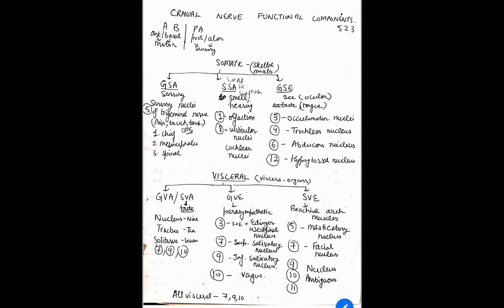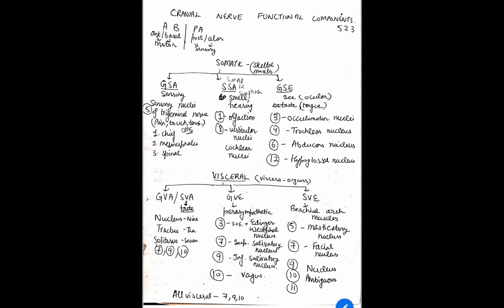Then we have visceral. Visceral means related to viscera or organs. In that we have general visceral afferent and special visceral afferent. These two are similar, not separate as it was in somatic. Here GVA and SVA, both the afferents are similar, and they are related to NTS, the nucleus tractus solitarius, and come from the ninth nerve, the 10th, and the 7th. So the components related to general visceral afferent and special visceral afferent are 7, 9, 10, nucleus tractus solitarius.